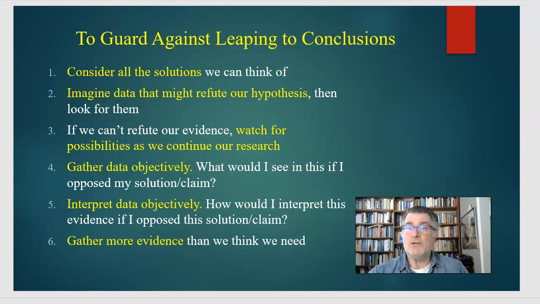So if we're going to guard against leaping to these conclusions, which is something we have a tendency to do, especially if things look really familiar and we think we've seen this before, we typically go, yeah, I think it's that. So there's kind of 6 things we want to consider. First of all, consider all the solutions that we can think of. What are all the different possibilities that could have caused this fire? Imagine the data that might refute a given hypothesis. Then look for that. So let's say you argue, well, as much as I almost, in my gut, believe it was a gas explosion, let's look for something else.